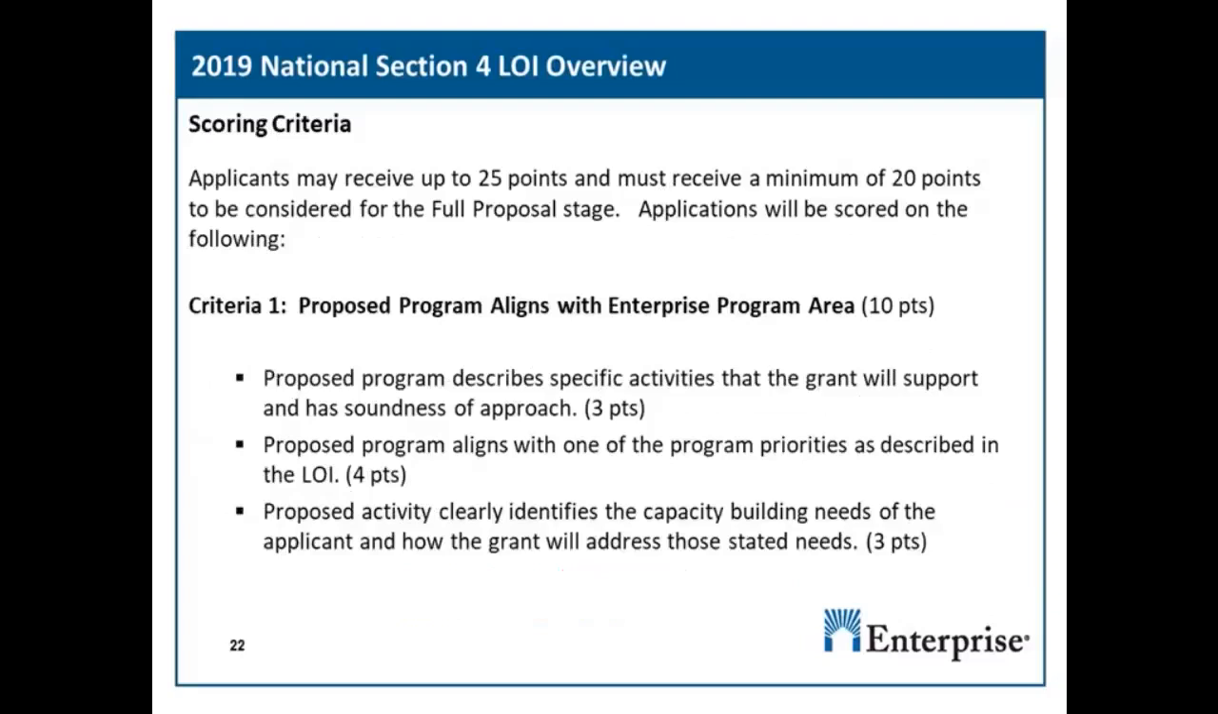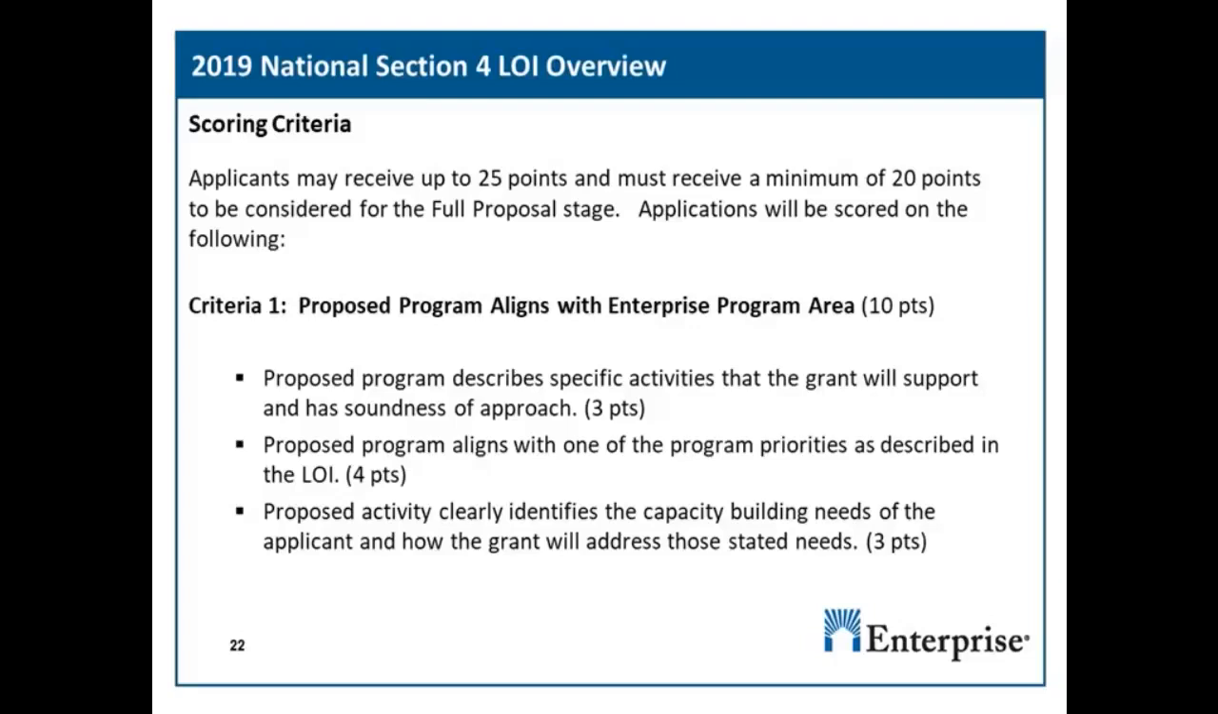So the scoring criteria is pretty straightforward and similar to last year's LOI. This year, however, since we haven't added the 5-point bonus question, we're going to use a 25-point scale. So to be considered for the final full proposal stage, your organization must score at least 20 points. So there are 3 scoring criteria that will be used by our review teams.